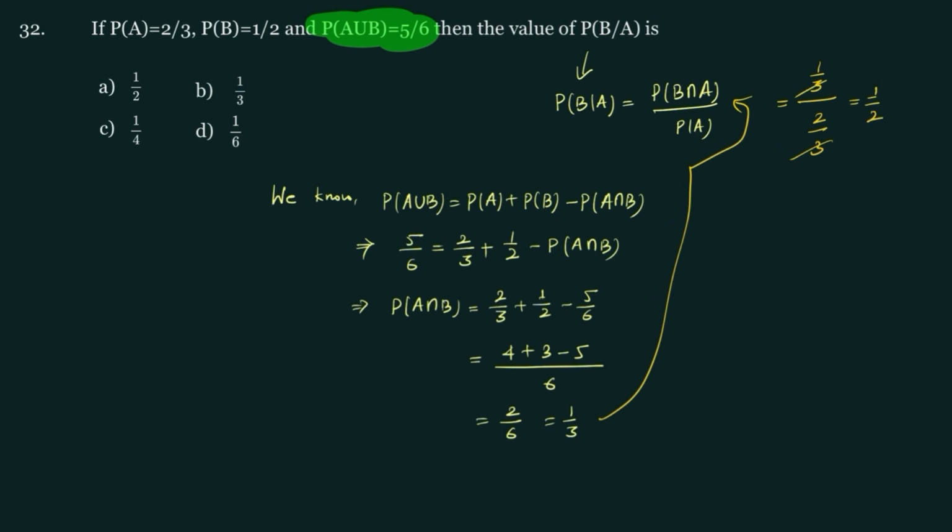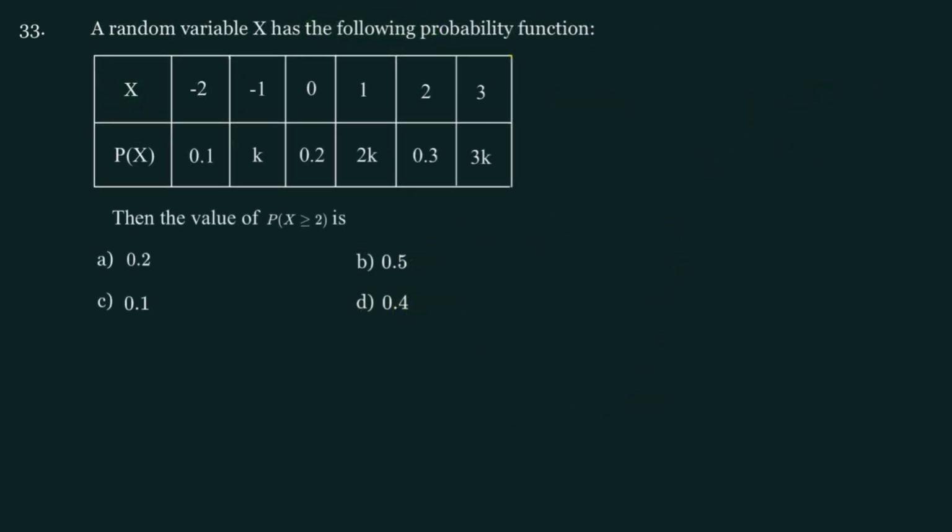So the correct option for this question is option number A, that is 1 by 2. Question number 33. Here the probability distribution table is given and we need to find the probability of x greater than or equal to 2. So here we should know that if we add all these values, it is always equal to 1, because the total probability is always equal to 1.